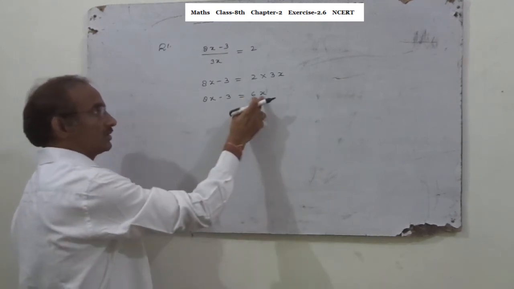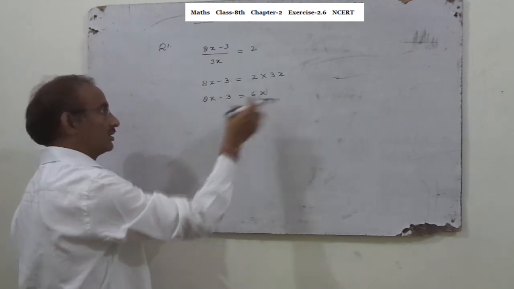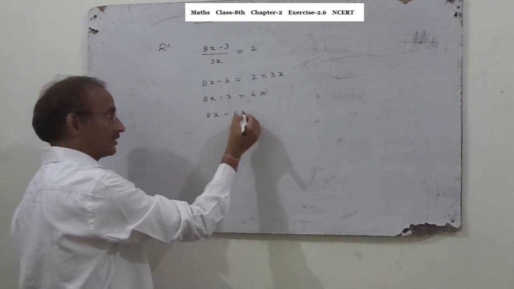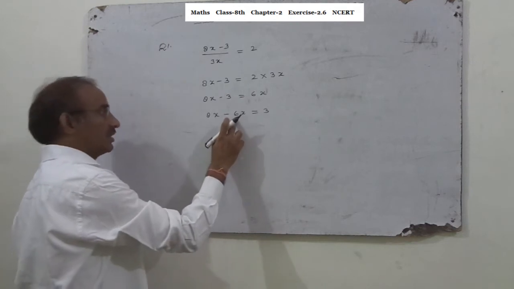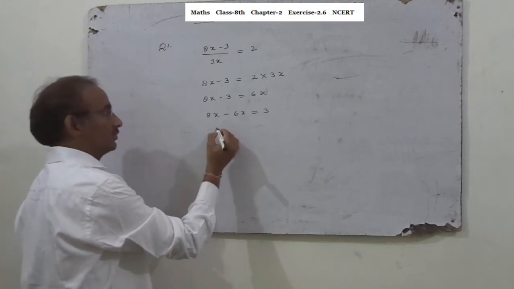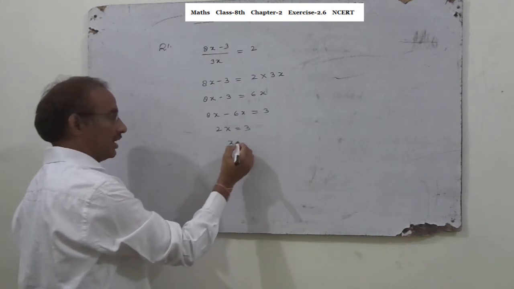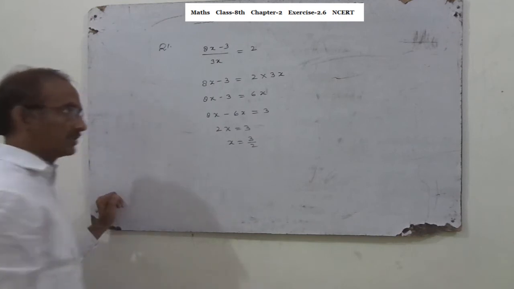On transposing 6x to the left hand side and minus 3 to the right hand side, we get 8x minus 6x equal 3. Subtracting 6x from 8x, we get 2x equal 3. So x equal 3 upon 2. This is our answer.